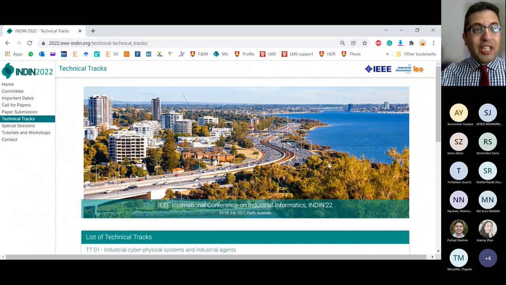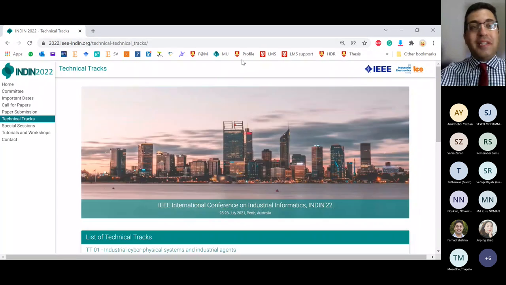So next year, the Western Australia chapter is going to be hosting the 20th IEEE IES International Conference on Industrial Informatics in Perth. At this stage, we are not really sure whether the conference is going to be traditional in person, hybrid, or online. We hope for an in-person or hybrid event so that we can host as many people as we can, meeting old friends and meeting new people.